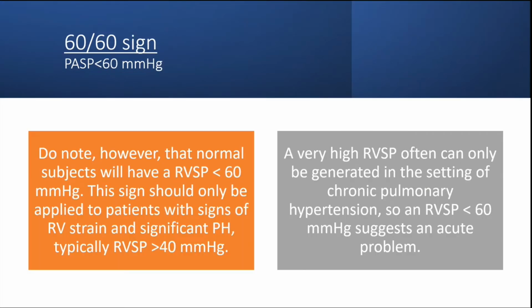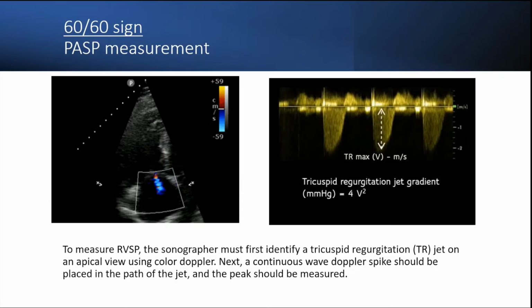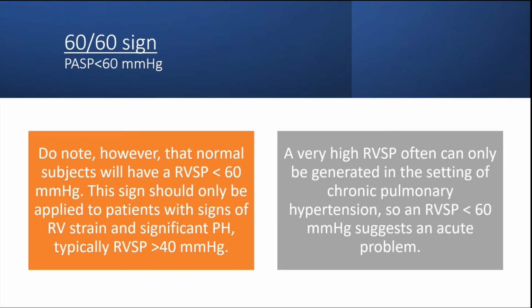After we get the RA pressure and the tricuspid gradient, we just combine these two numbers, and if it's less than 60, it suggests acute cor pulmonale. But note, however, that normal subjects will have an RV systolic pressure less than 60.